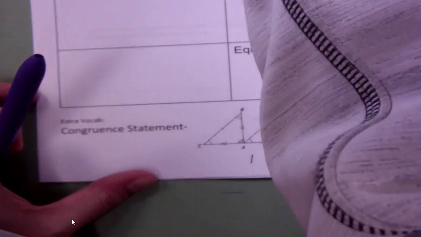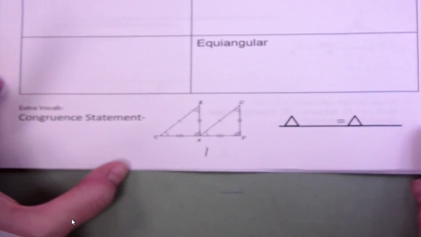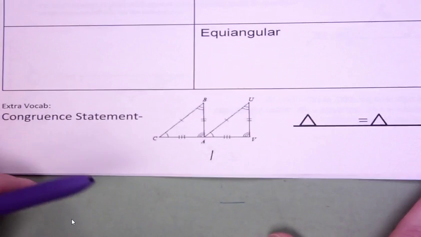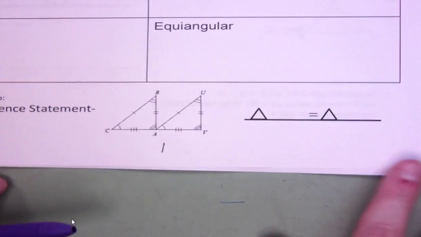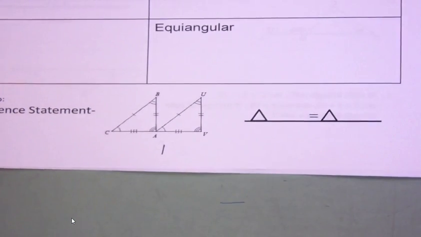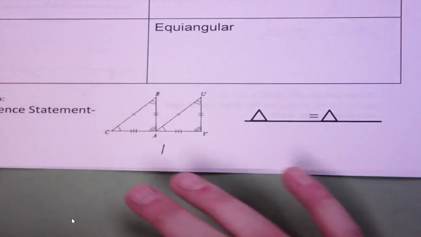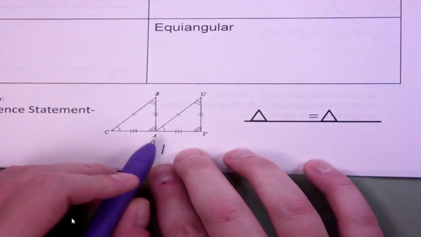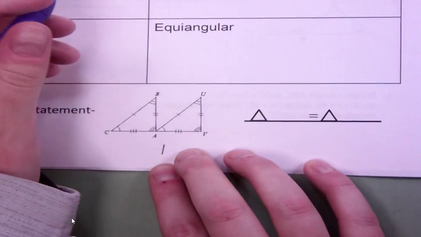Now we're going to talk about this, which is actually kind of important because you're going to see a lot of these throughout the entire chapter. Because this whole chapter is about triangles, congruent triangles. This triangle, these triangles.